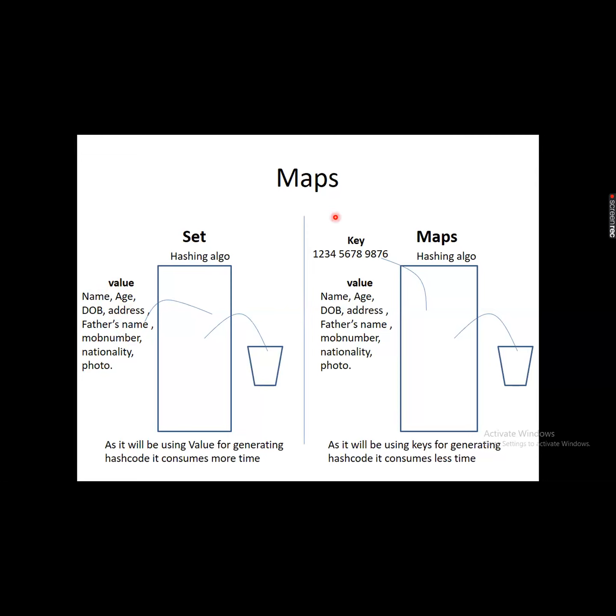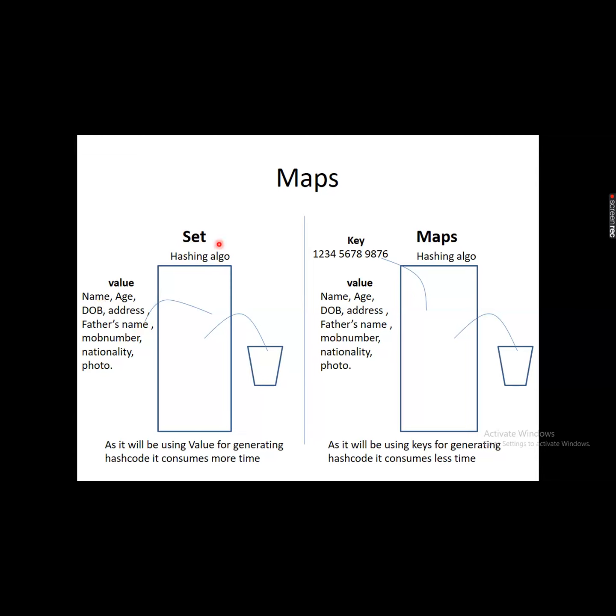value. Next, if you can see, as it will be using the value for generating the hash code, it consumes more time. Assume that there is a huge amount of data. Along with this, I'll also take separately things like city, state, country, street number, landmark, pin code. All these things if I take, don't you think for generating the hash code, it will take more time? Why? Because the data I'm giving is huge. Yes or no?